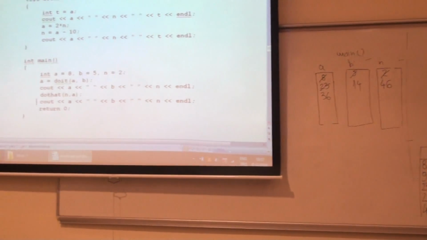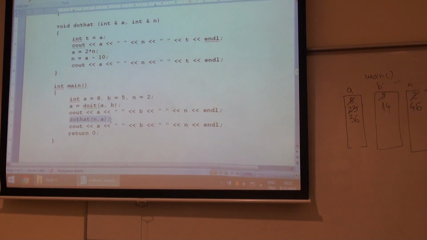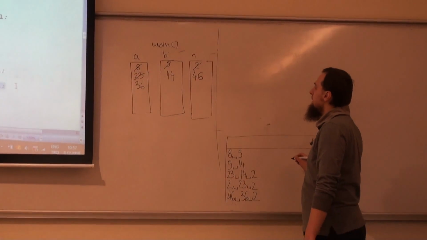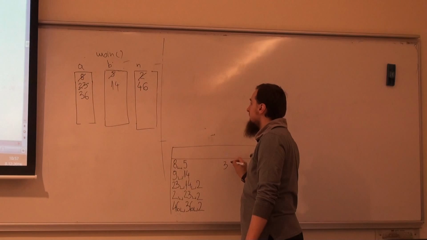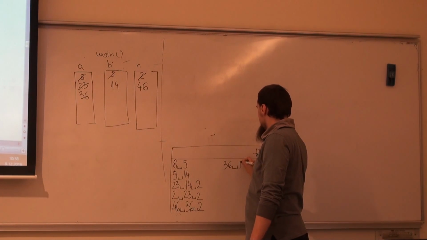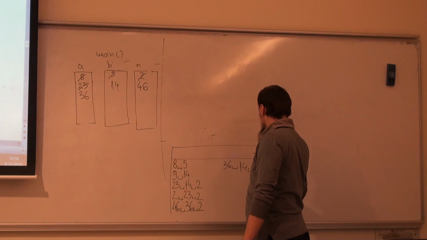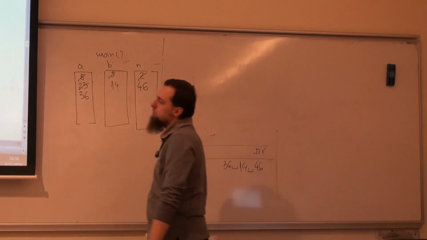Finally, we just finished this piece of code. We call the DoThat function. And we are here now. We are printing a, b, and n, but from main. I don't have place here, that's why I'm continuing here. So I'm printing a, b, and n, which is 36, 14, and 46. Return 0.